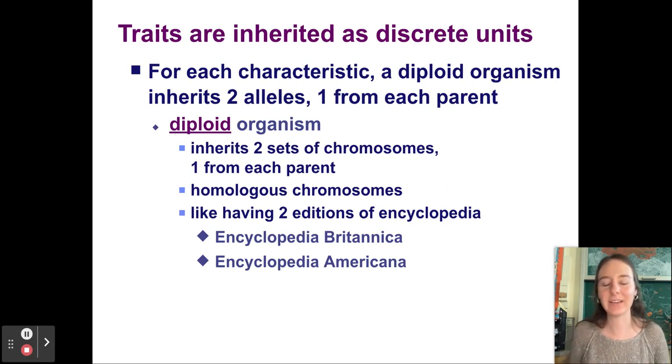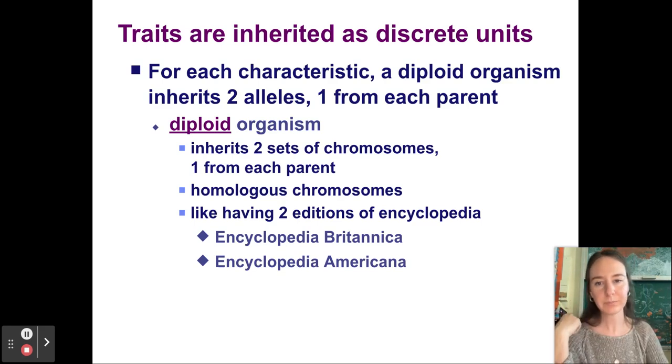An analogy you can use is having two editions of an encyclopedia, like the Britannica and the Americana. They're basically encyclopedias that have the same information, but they may be slightly different in how they portray it. In the same way, you have two homologous chromosomes, right? One from mom, one from dad. They have the same genes on them, the same instructions for certain traits like hair color, eye color, skin color. The difference is in the code. So this one might have the code for blue eye alleles, right? And this one might have the brown eye allele, and that's the difference between them.